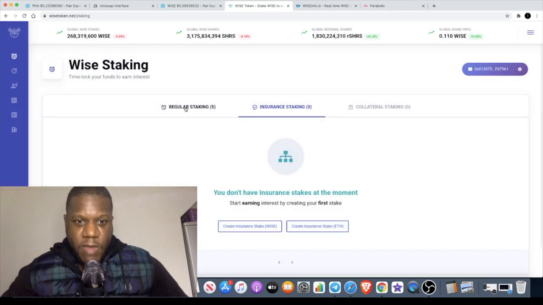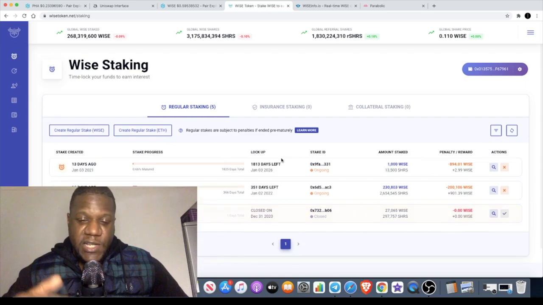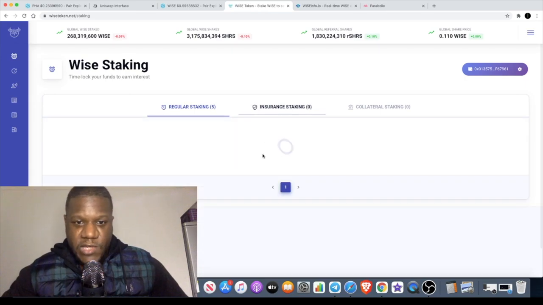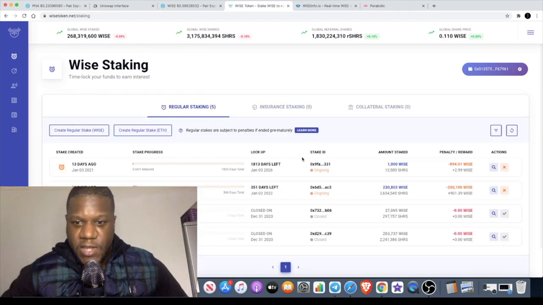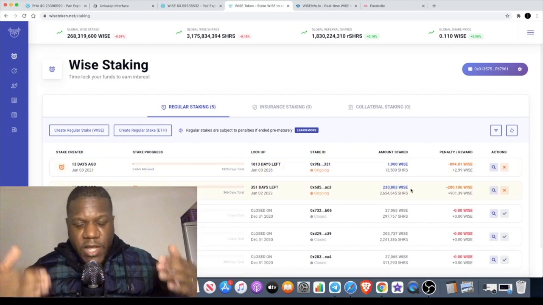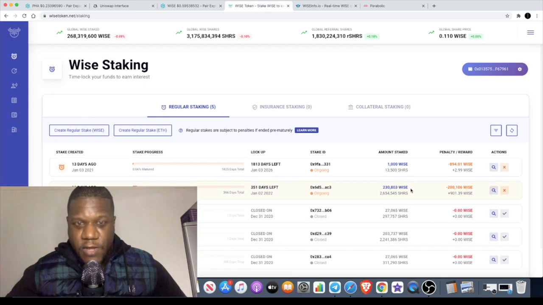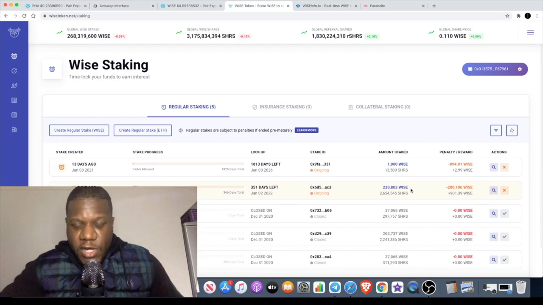All right, guys, I recommend regular staking, of course, because that's what I do. Would I do an insurance stake at this point? Not really, because I've invested so much into this that I'm not prepared to risk any more of my capital. And that's only because, as you can see, I've already got 230,000 WISE, which works out at the current price, 59 cents, to more than $100,000.